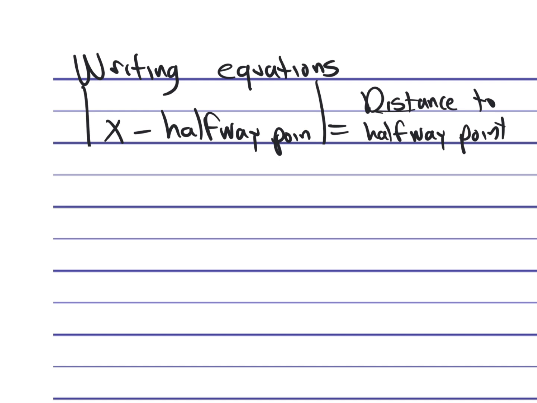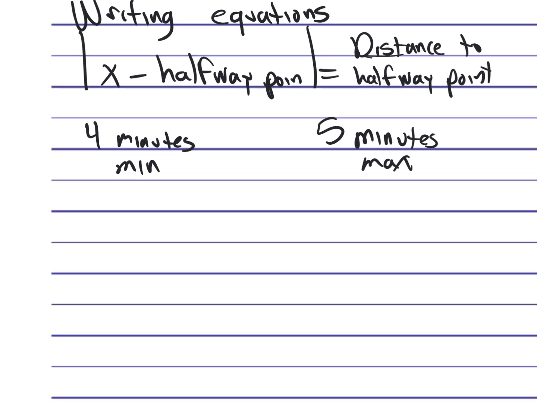Let's say that we have a cheer competition and the length of the routine is 4 minutes minimum and 5 minutes maximum. And then they ask us to write an equation that represents this. So let's look at what it looks like on my graph. I have 4 minutes minimum, 5 minutes maximum. So I have my answers. Now I have to come up with the equation that gave me these answers. So let's look at what I need for my equation. I need it to look like x minus a number equals a number.